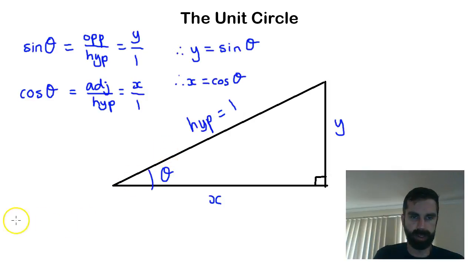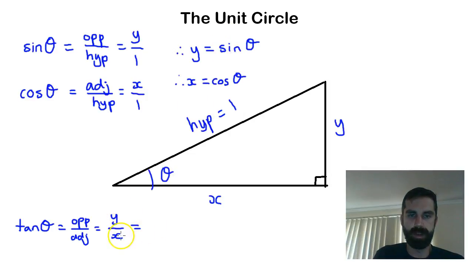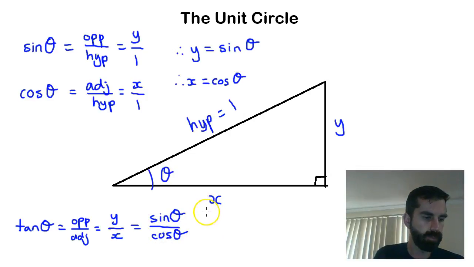And no surprises for guessing what I'm going to do next. I'm going to say that the tan of theta is opposite over adjacent, which will be y over x. Well, we know that y is the sine of theta and x is the cosine of theta. So another way of writing that is sine theta over cosine theta. Okay, well, that's kind of interesting.